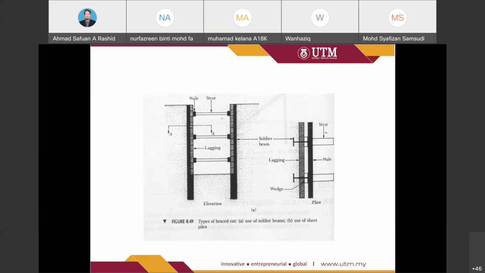So this is the plank, while this is the H beam with the distance 1.5 to 2.5. So a little bit different from the continuous sheet pile.